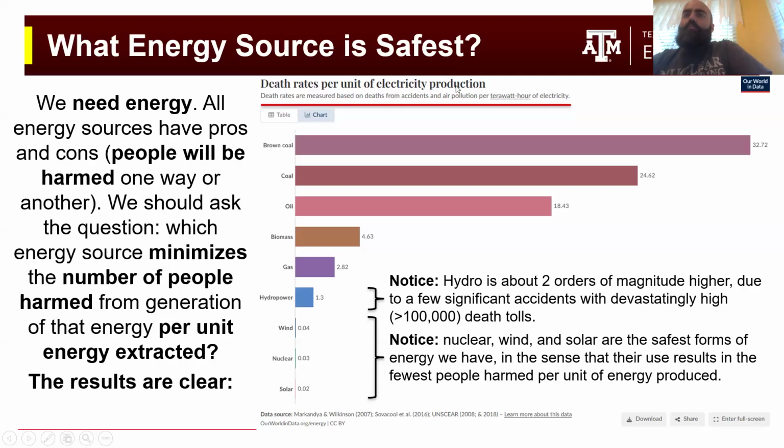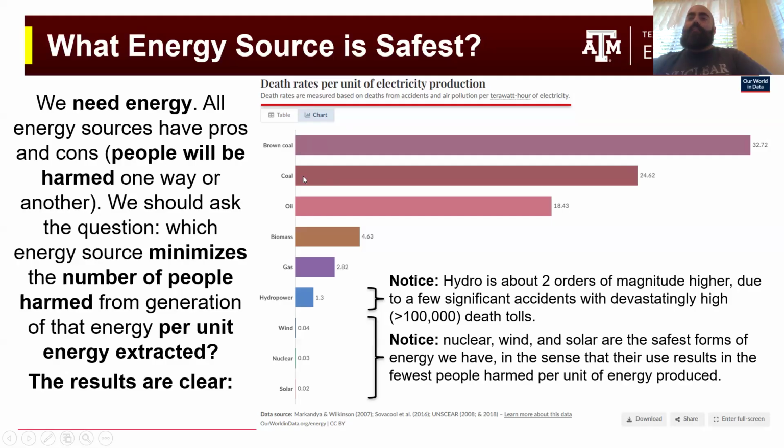So this is showing death rates per unit of electricity production. These deaths are measured based on the deaths from accidents, like the plant blows up or there's a big leak or the plant fails. And also the air pollution resulting from the sources that cause particulate emissions to be added to the air, which has a measurable impact on human health. And so when you look at it from this perspective, the results are relatively clear.